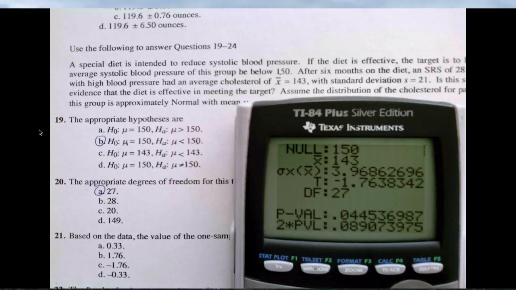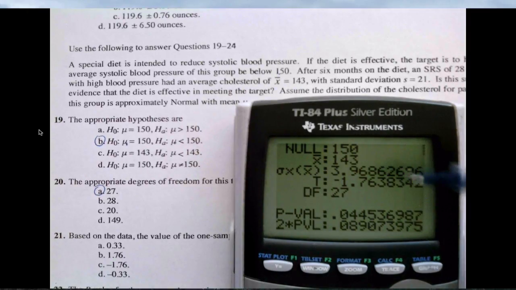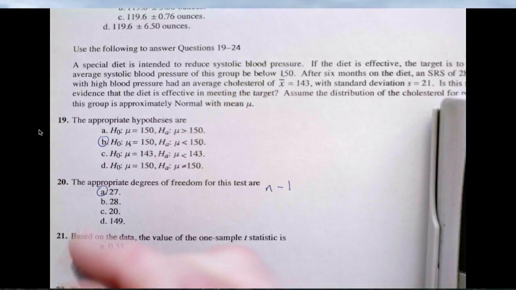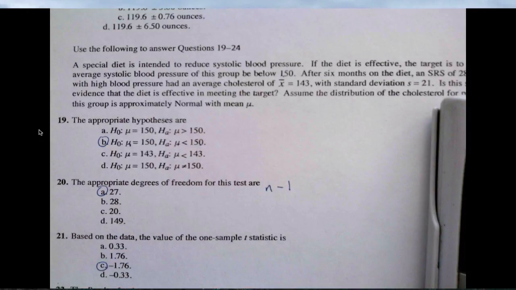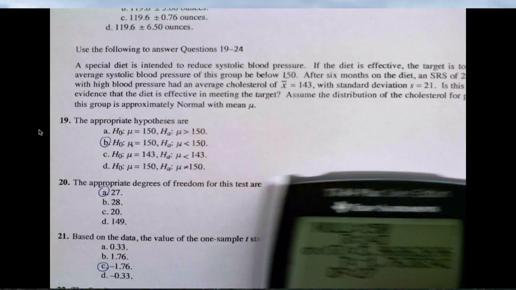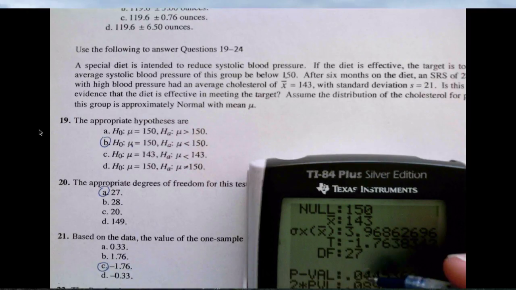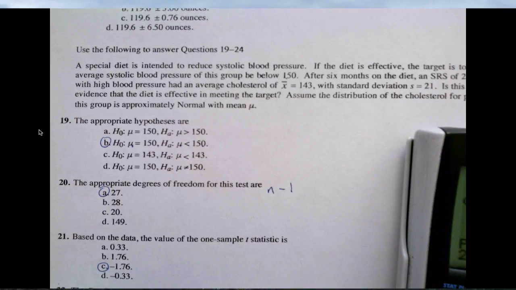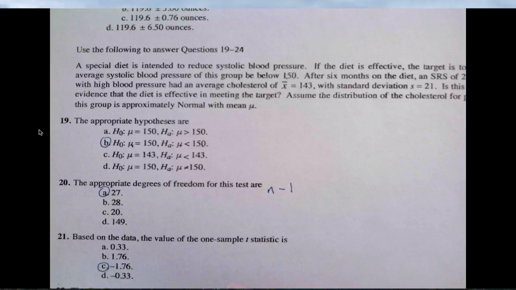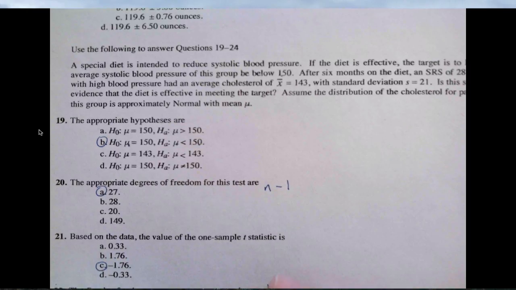All right, so here are our values. The test statistic t is negative 1.76. Next, the p-value for the one sample t-test is 0.044. So larger than 0.1, between 0.1 and 0.05. So technically the p-value equals 0.045.